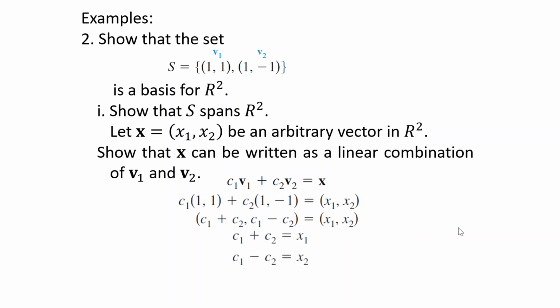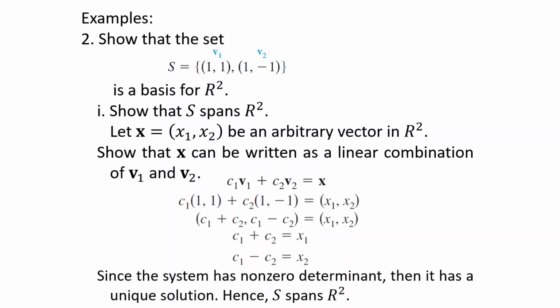So we get the linear system c sub 1 plus c sub 2 equals x sub 1 and c sub 1 minus c sub 2 equals x sub 2. Since the determinant of the coefficient matrix of this linear system is 1 times negative 1, so that's negative 1 minus 1, that's negative 2, which is non-zero, we say that this system has a unique solution. Thus, this set S spans R2.